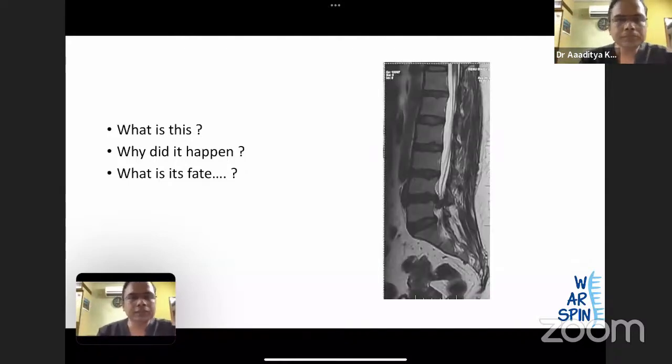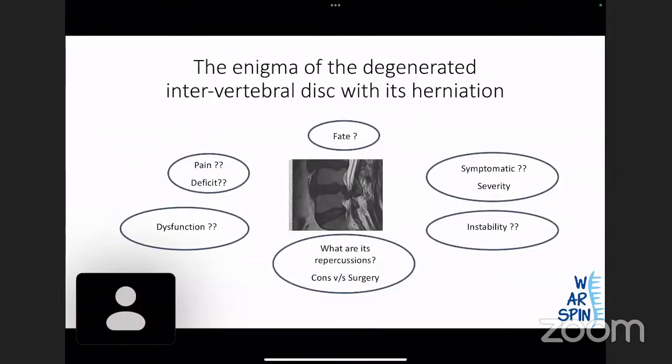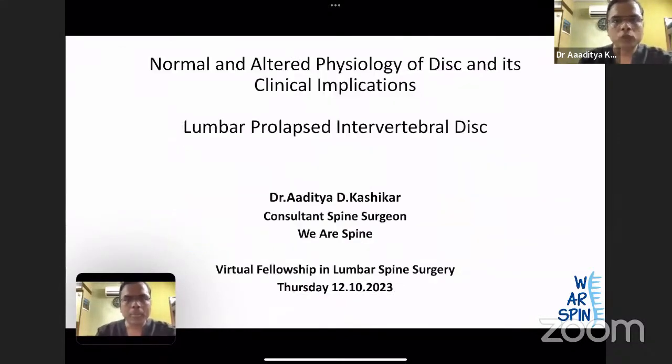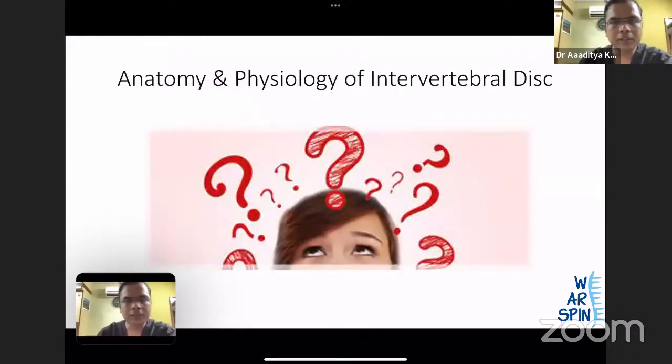Next. So when all these questions are bombarded at you, as a clinician, depending on the clinical and MRI picture, you are also in a dilemma whether to go ahead with conservative treatment or operative treatment. Next. So in the next 19 minutes, I'll be talking about the normal and altered physiology of the disc, which leads to disc prolapse, and the treatment modalities for that. Next. So we'll start with normal anatomy. We'll know about the disc, normal anatomy, and the physiology of the disc.